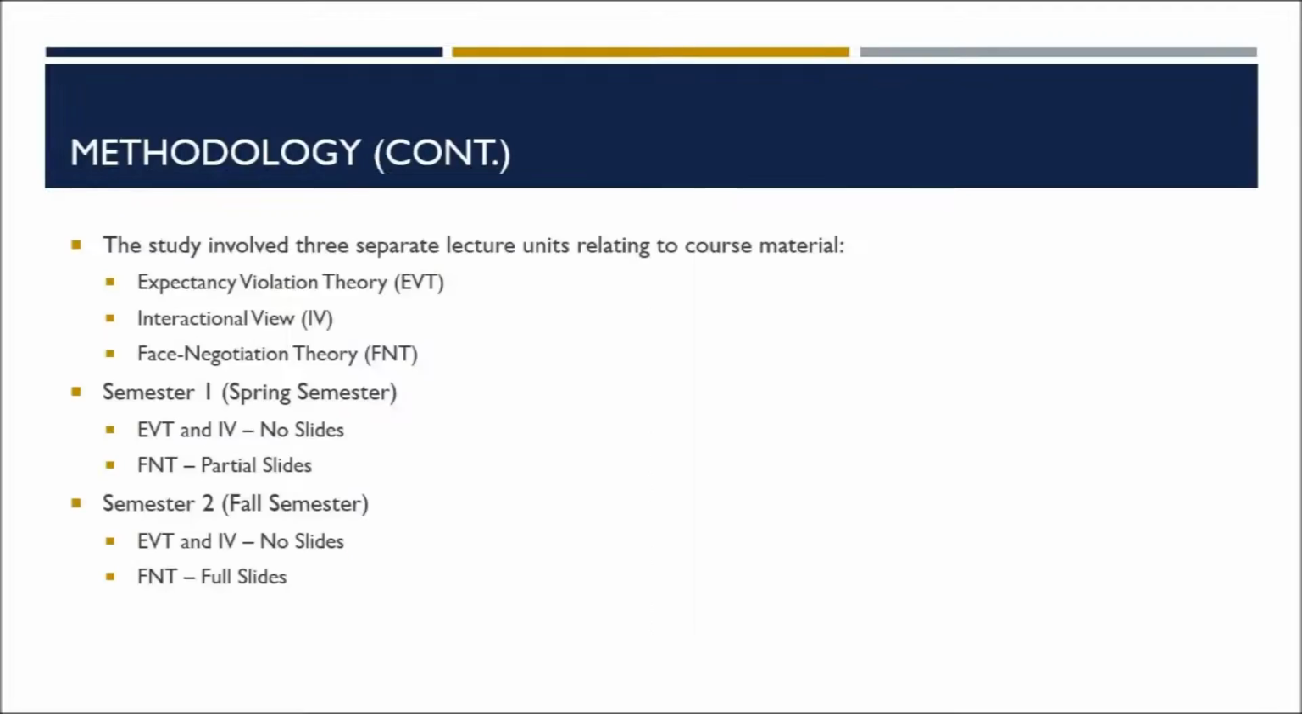The study involved 3 separate lecture units relating to course material. The first, Expectancy Violation Theory, or EVT. Secondly, Interaction View, or IV. And finally, Face Negotiation Theory, or FNT.